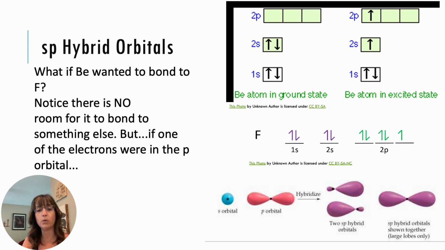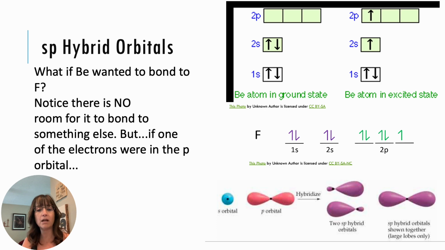Now we can do some moving around. So what we call this is sp hybridization. We take an s orbital, we take one of the p orbitals, and we blend them together. And you get this, still a dumbbell shape, but you get a really small piece and a really big piece. And the really big piece is the piece that's going to stick out on the end away from each other.